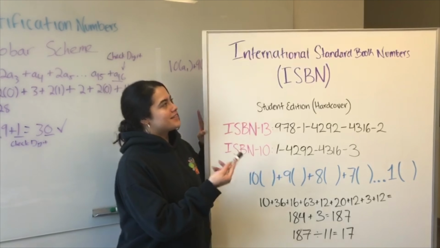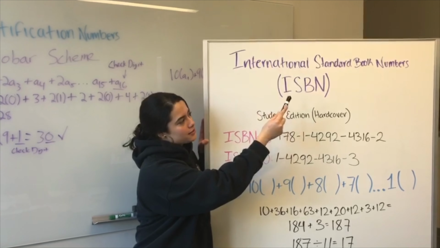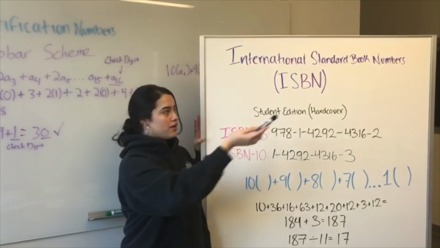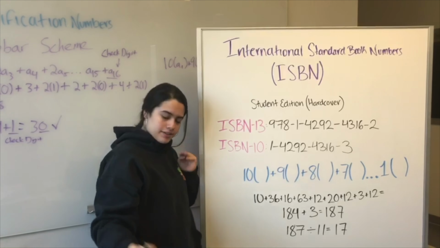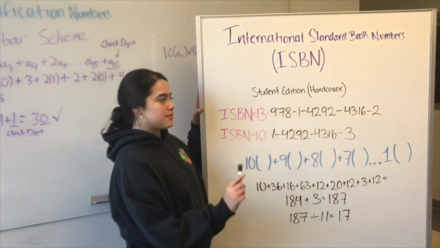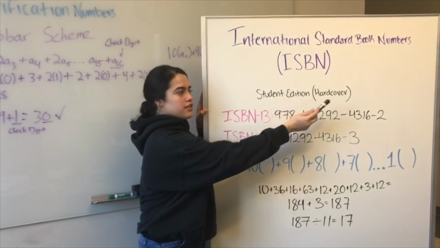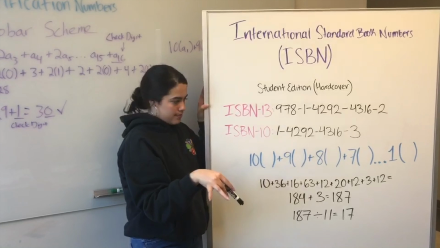Okay, so now we're going to be talking about the International Standard Book Numbers, also known as ISBN. So if you look at your books, and you look at the first page of the book, around the first pages, there's going to be a list of the ISBN numbers that your book represents. So for this example, we're going to be looking specifically at the student edition hardcover ISBNs.